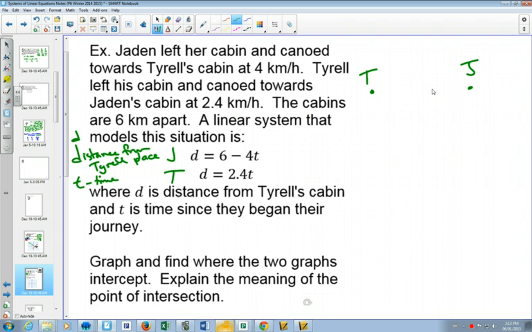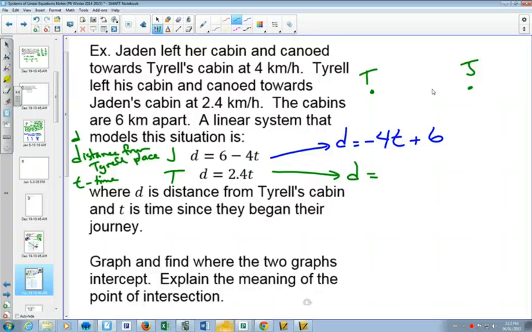Okay? Are these both in y equals mx plus b form? They're close though, right? Can you see the first one? If you just rearrange the first one, I'll do it in blue: D equals negative 4t plus 6. In this case, our D is like y, and our t is like x. And the second one, which I'll do in green, is already in that form.